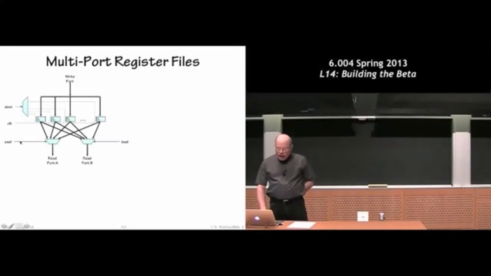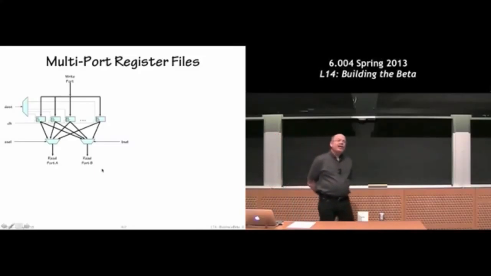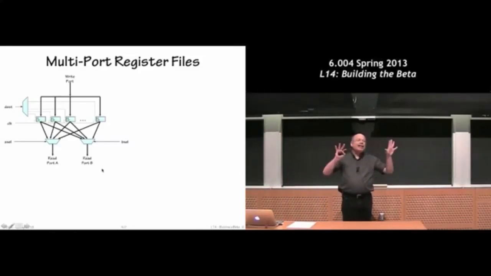We supply two addresses, if you want to call them that, or select lines, one of which will select information from any one of the 32 registers and provide it, give that 32-bit value, on the read port down here, the A port. And again, we have a different set of address wires that independently selects any one of the 32-bit values to the second read port. So the two read ports are completely independent.